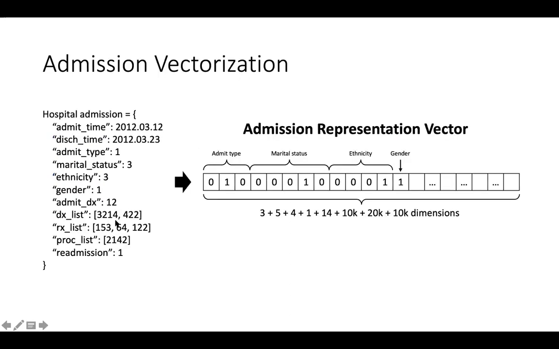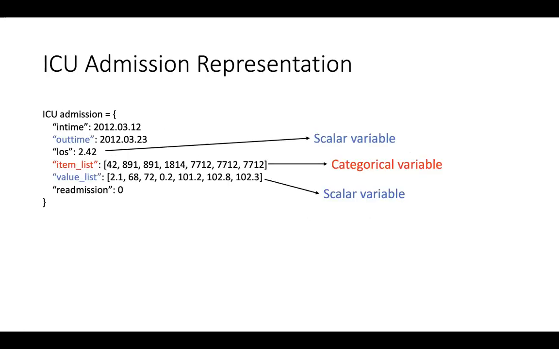Fortunately, there aren't too many categorical variables here. This LOS, length of stay, is actually a continuous variable. This is how many days you spent in the ICU. So for example, in this example, the patient stayed almost 2.5 days inside the ICU.